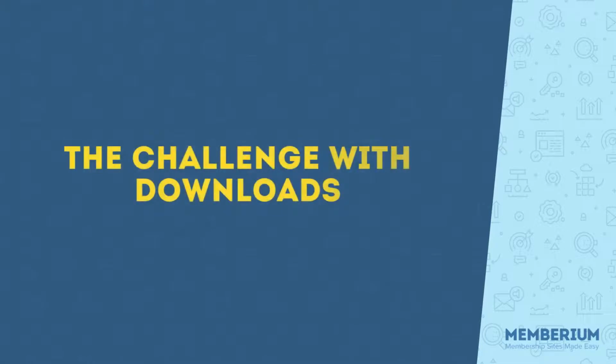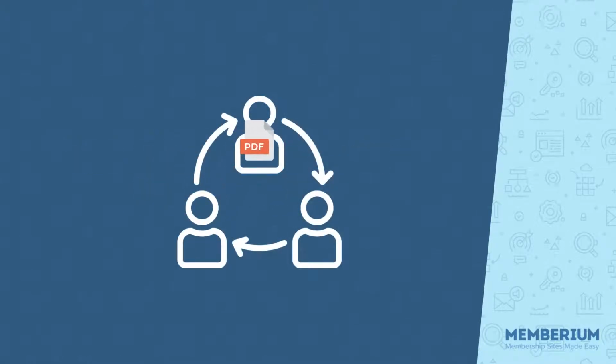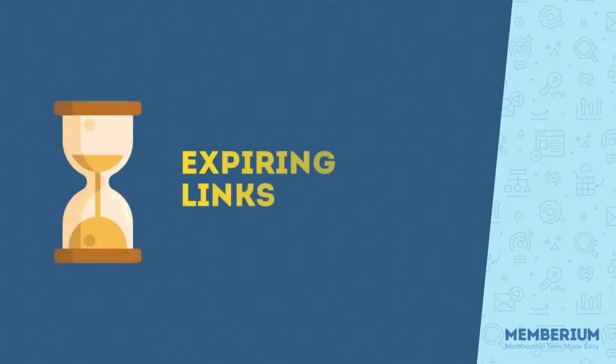Now, one of the common challenges with offering paid downloadables is that people tend to share links to them with non-paying members. This reduces the incentive for new people to sign up because they can just get your files for free online. I mean, the download links are freely available since somebody shared them. Memberium tries to combat this by offering expiring download links. Let me explain how this works.